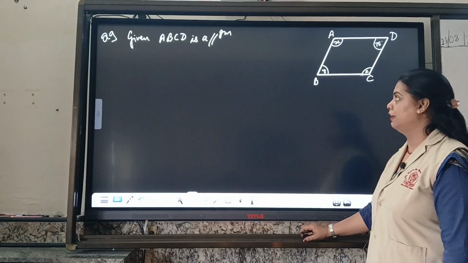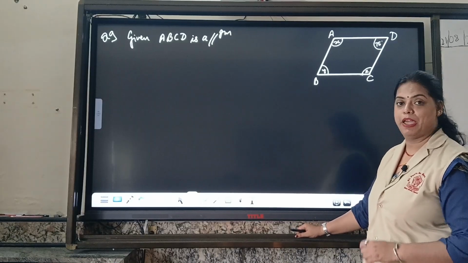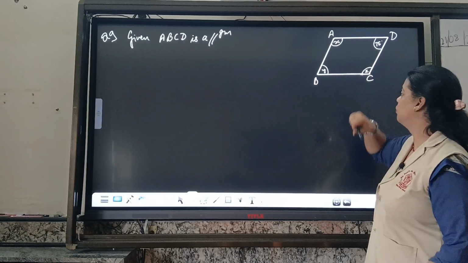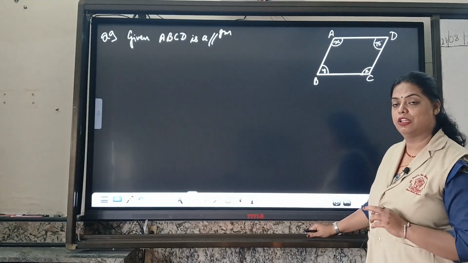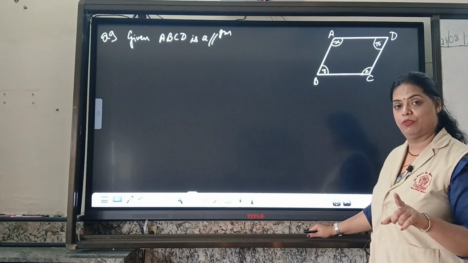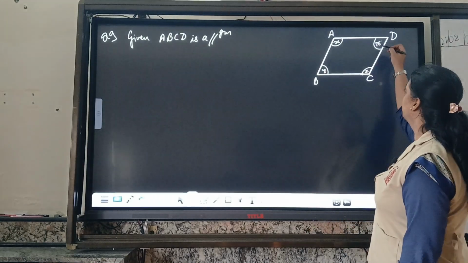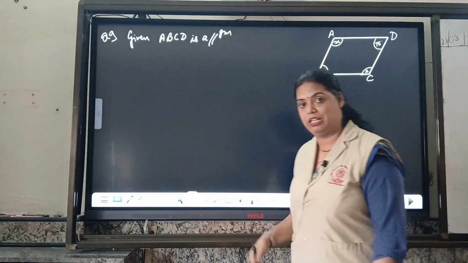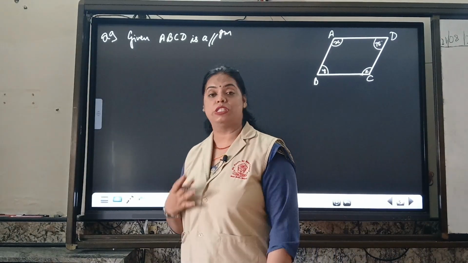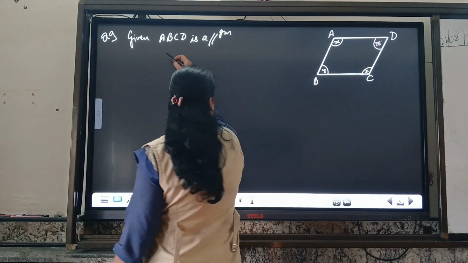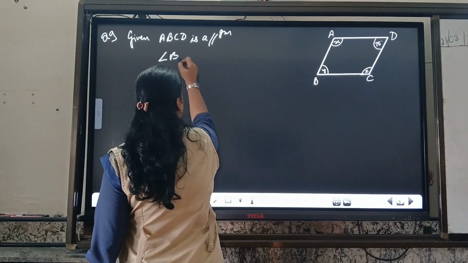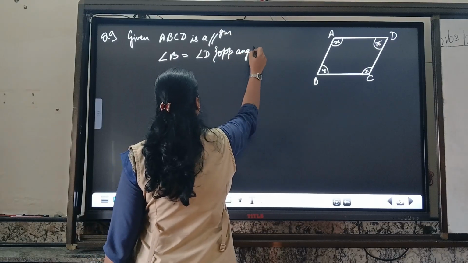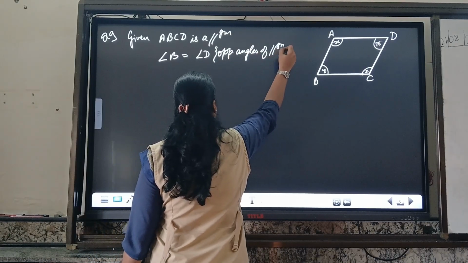Here is question number 9. ABCD is a parallelogram. I have drawn it earlier. ABCD is a parallelogram, which means which of the angles can you find without any calculation? By one concept, we can say y and 75 will be equal. Angle B and angle D, those are on the diagonal. They will be equal because these are the opposite angles of a parallelogram. So I will write angle B is equal to angle D, opposite angles of a parallelogram. That is why they will be equal.